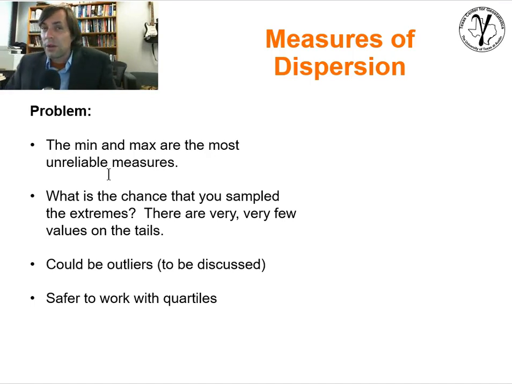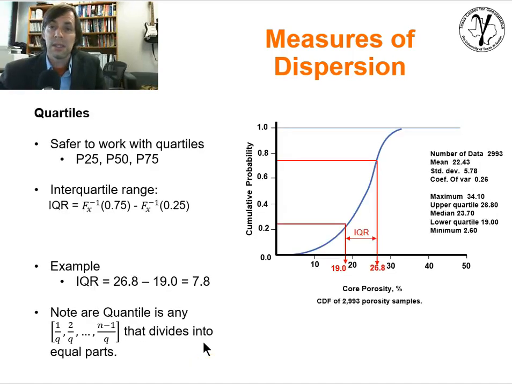You could happen to have one or two samples that push the min or the max and are not very reasonable, and you're very unsure of them. So it's safer to work with some type of quartiles or quantiles, and let's talk about that.